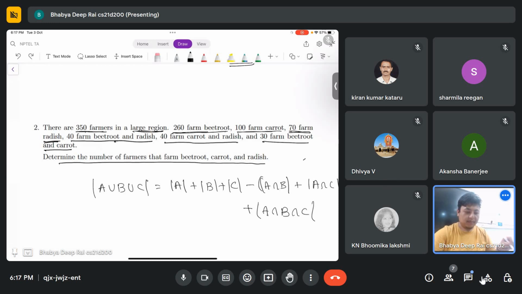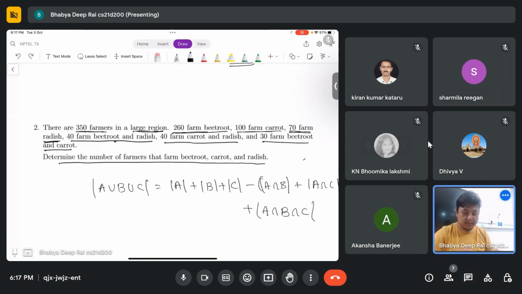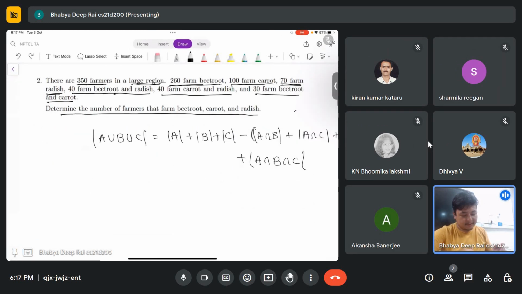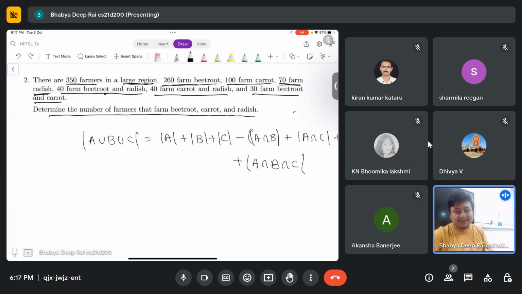Okay, so yeah, let's look at the answer. But if you're in the process of trying this question, please continue. The question says there are 350 farmers in the large region. I told you, just assume in this particular case that each farmer actually farms something or the other.